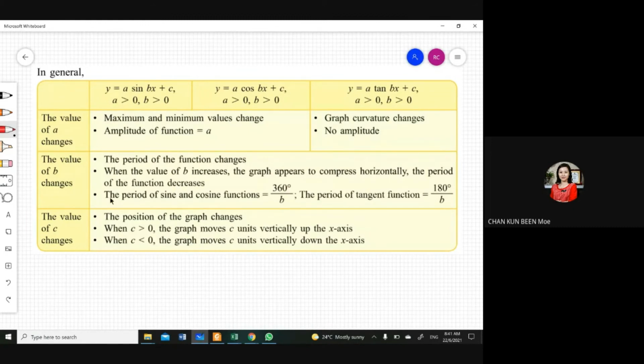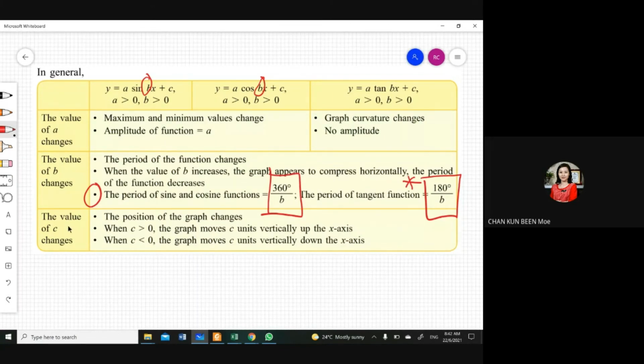Okay, now the third one. This is for calculation. This part is important. The period of sine and cosine functions is 360 divided by b. Divide by this b over here if you want to find out the period. And for tangent it is 180 divided by b. So that is the different thing for tangent. You have to remember this. Tangent is 180, but for sine and cosine it is 360.